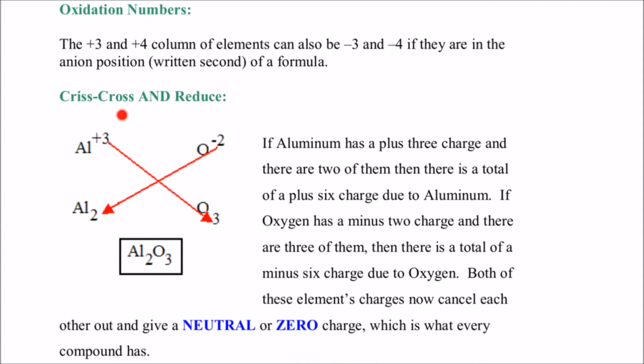Okay, the next thing we're going to learn is the crisscross and reduce. Okay, so anytime that they give you two elements that you need to stick together, you're going to figure out what the charge on that element is from the periodic table. That's what we just wrote down. And then you're going to do what I call crisscross and reduce. So you're going to drag the number down to the opposite side. You're not going to take the sign that goes with the number. So you're not going to drag +3 down, you're just going to drag 3. And you're not going to drag -2 down, you're just going to drag 2. Okay? And then you push them together.